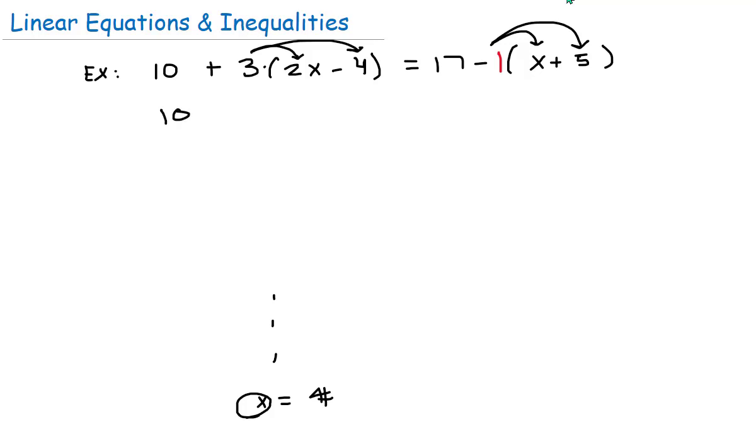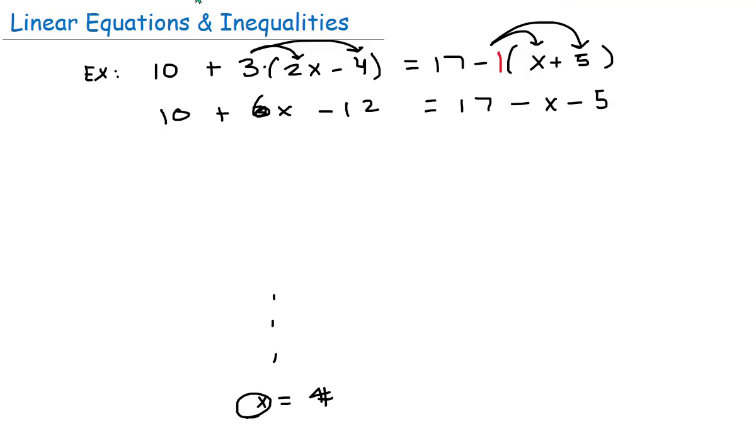So we have our 10, and then this is going to be plus what becomes 6, 3 times 2x, and then we're going to get 3 times negative 4, so minus 12. And then over here we have 17, and that becomes a minus 1x, or minus x, and then distribute that to 5, and then minus 5.